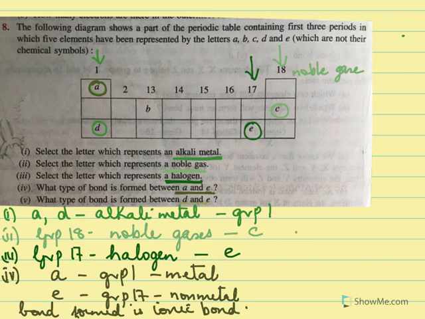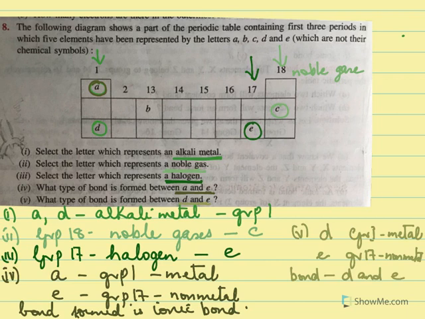Next is, what type of bond is formed between D and E? So look at D. D belongs to group 1, and hence it is a metal. And E belongs to group 17, so again it is non-metal. So bond between D and E will be again ionic bond, because one is metal and the other is non-metal, so ionic bond.